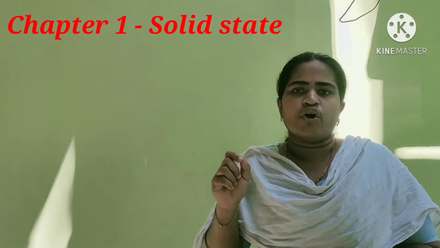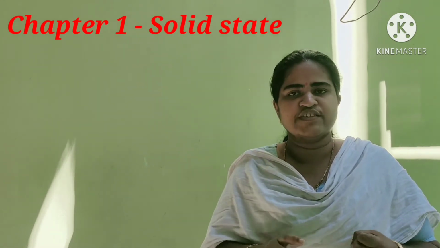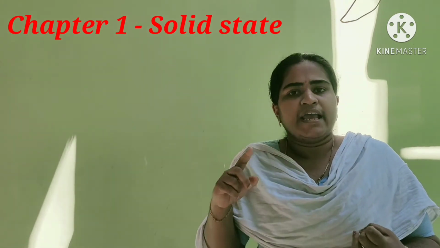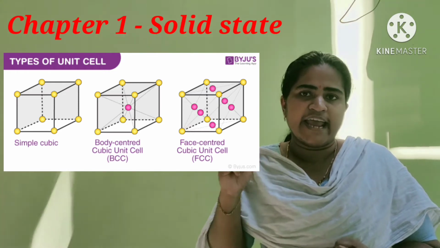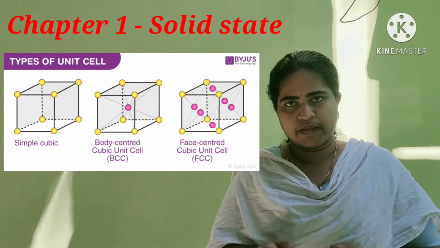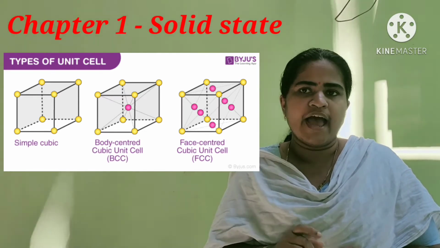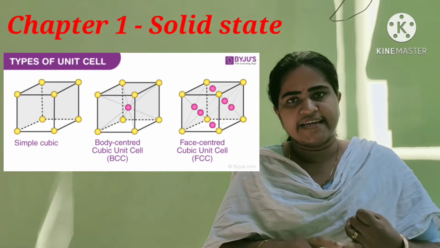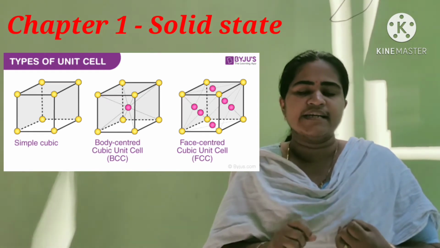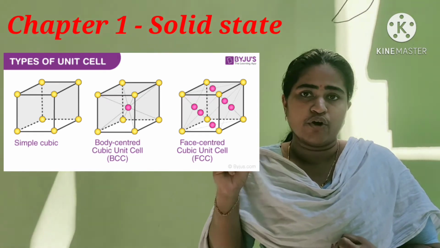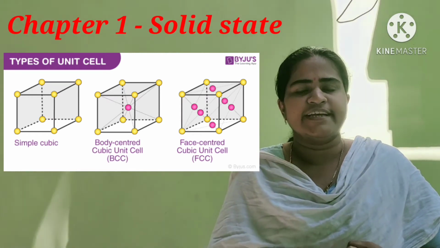The position of the constituent particles occupied in the unit cell is classified into two types. The first one is primitive unit cell. In the case of primitive unit cell, the constituent particles are occupied at the 8 corners of the cube. The second type is centered unit cell. It is classified into three types, and the first one is body centered unit cell. In the case of body centered unit cell, the constituent particles are at the 8 corners and also in the middle of the cube.